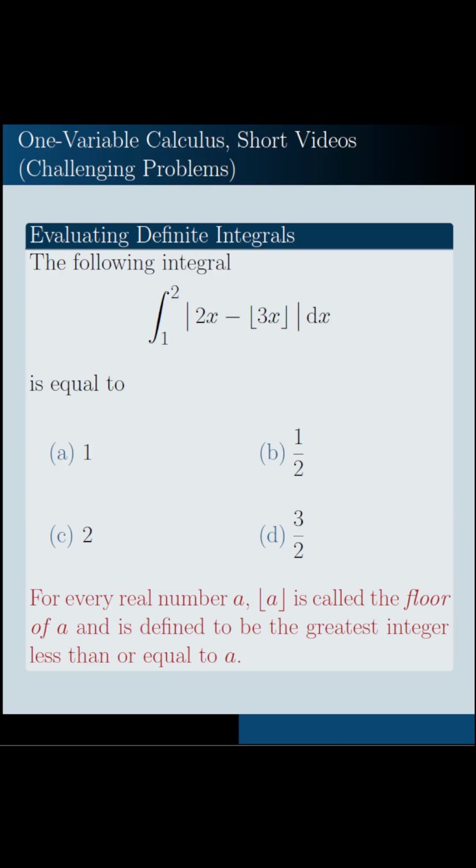Hello, in this short video we are going to investigate the following challenging problem on the topic of evaluating definite integrals. The integral from 1 to 2 of the absolute value of 2x minus the floor of 3x dx is equal to. Pause the video at this point and give it a try to see which one of the given options is the correct answer to the problem.